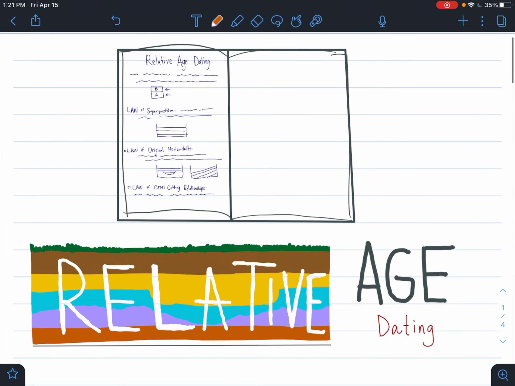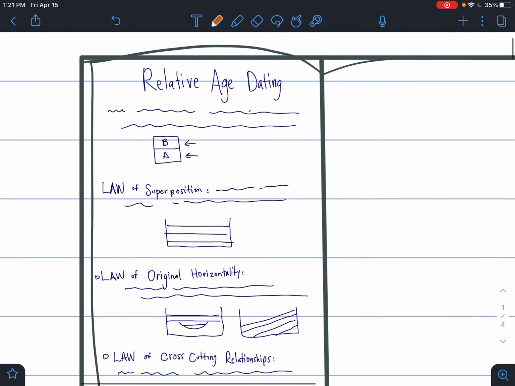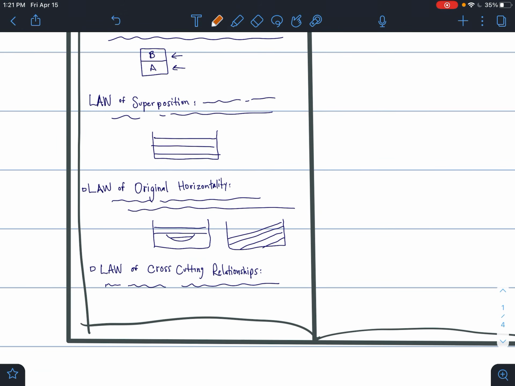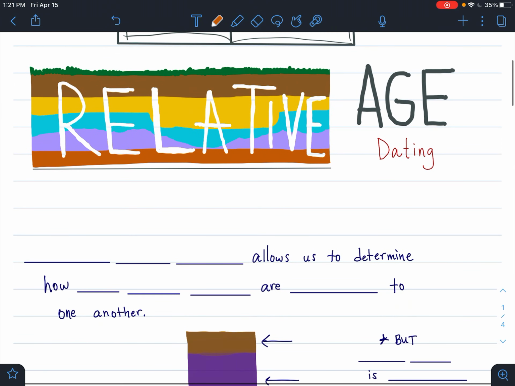It's your boy Nickel. Today, we're going to learn about how we can age the layers of Earth's crust, and that's known as relative age dating. We'll look at 3 laws that allow us to do this: the law of superposition, the law of original horizontality, and the law of cross-cutting relationships. So let's dig right in.